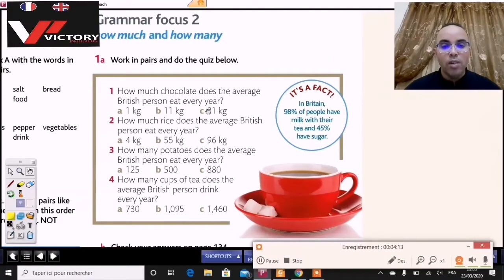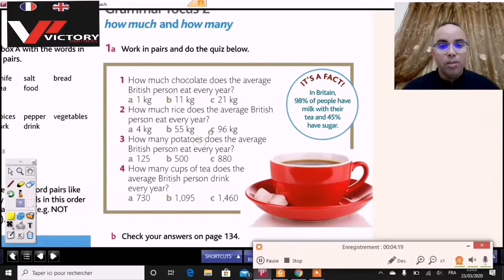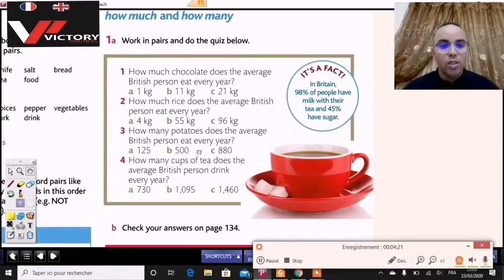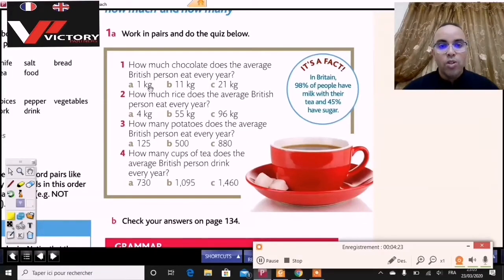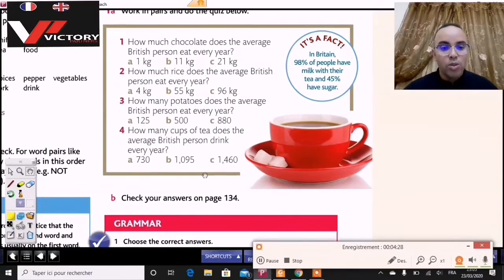So it is about the eating habits of British people. Here you have got different questions. You are going to circle the correct option. When you finish, try to check your answers on page 134.